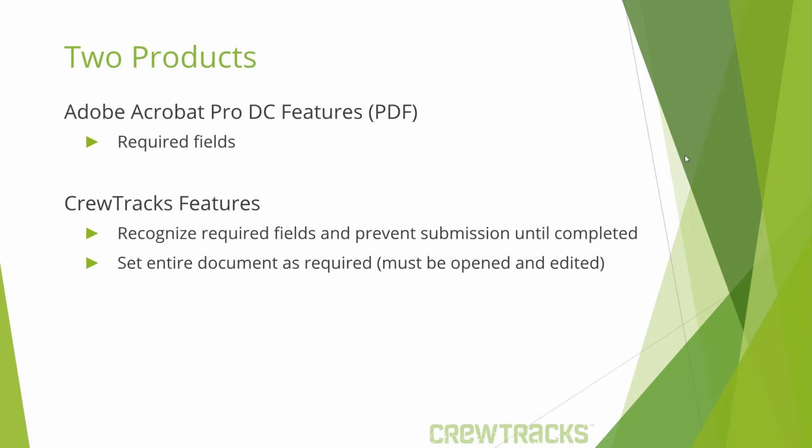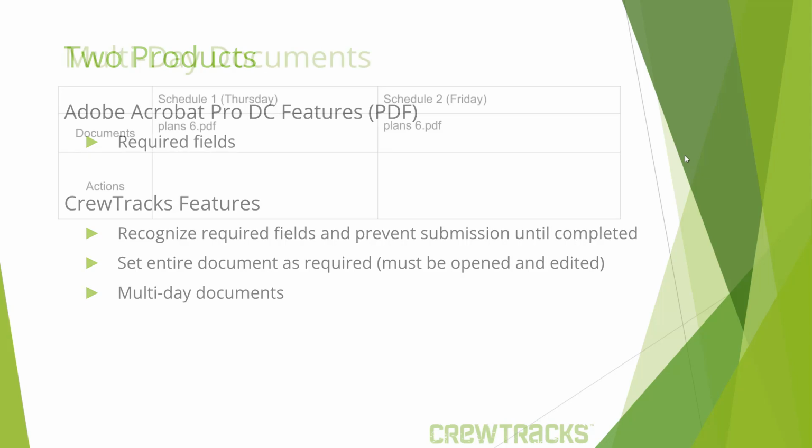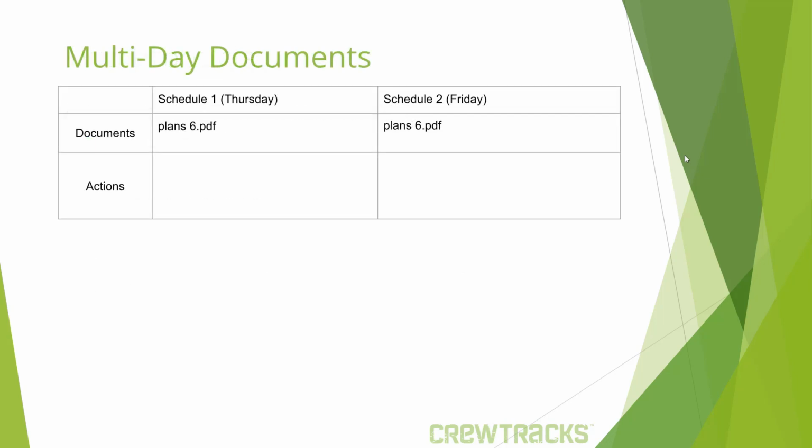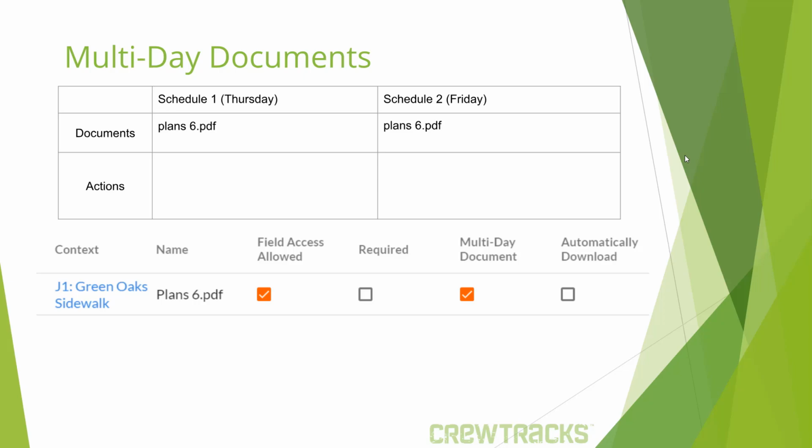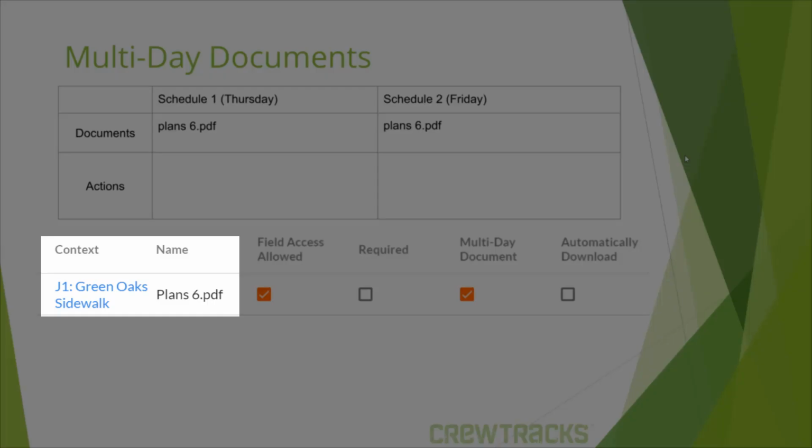And one more CrewTracks feature we need to talk about is multi-day documents, and this is going to take some explaining. So let's say you've got a schedule set up for Thursday. We're going to call that Schedule 1. You also have a schedule set up for Friday. We're going to call that Schedule 2. And on both of those schedules, you have plan6.pdf. For example, maybe it exists on a job. So you can see I've got the Green Oak Sidewalk job. That's the context for this document. And because that document exists on the job, when I add that job to the schedule, the document comes with it.